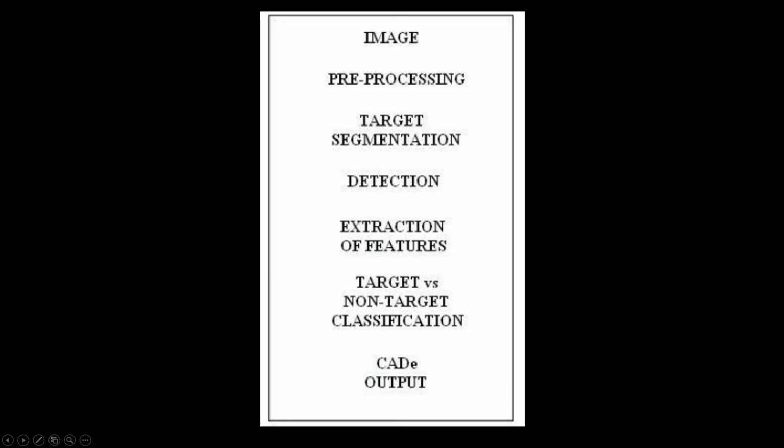So an image has to be pre-processed. Usually there's some sort of target segmentation, because we're trying to find targets in radiology. That is detected, then various features are extracted out of it, and then it goes to target versus non-target classification, i.e. is this a tumor, is it normal, and then it goes to some sort of CAD output.